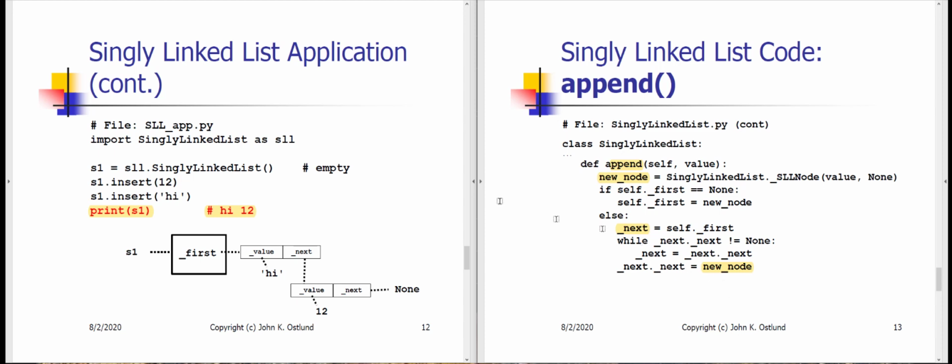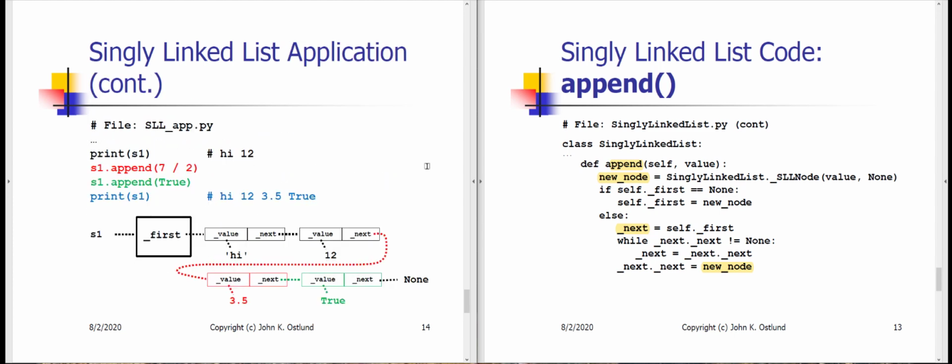All right, so let's take a look at how this works from the application's perspective. Here is the first part of our application where we created the singly linked list object and we inserted 12 first, and then we inserted hi ahead of the 12, and then we printed the string representation of S1. So what we got out was hi space 1, 2.